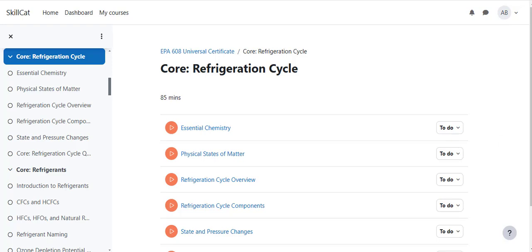Here we will continue this EPA 608 Universal Certificate. Now this is the core of the refrigeration cycle. This core study will take 85 minutes. We will start step by step. Let's start with essential chemistry.